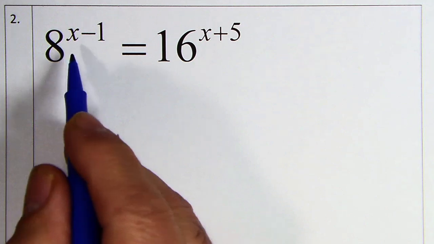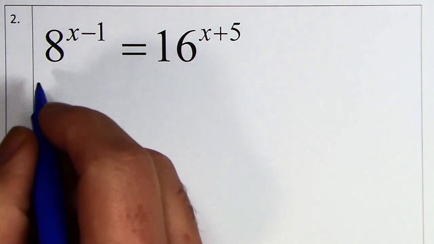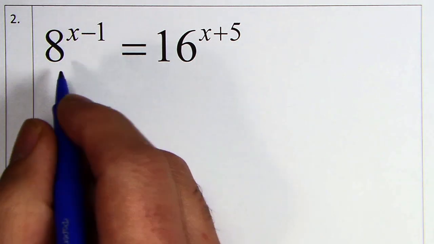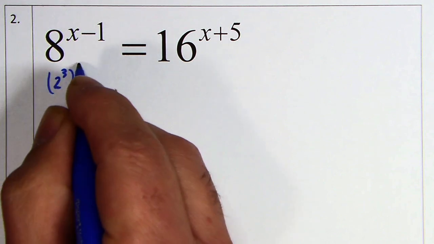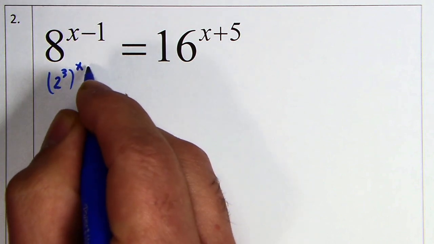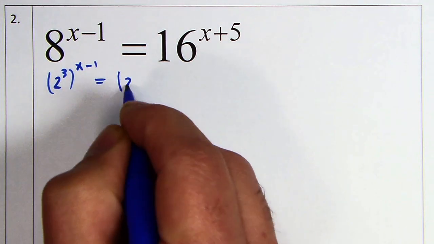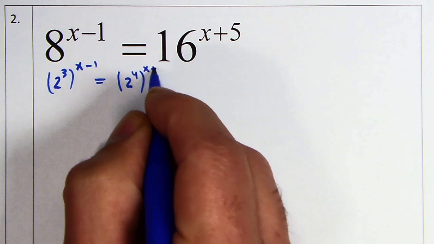8 to the power x minus 1 equals 16 to the power x plus 5. We need to write with the same base. 8 will be 2 to the third, all raised to the power x minus 1, equals, instead of 16 we could write 2 to the power 4, all raised to the power x plus 5.